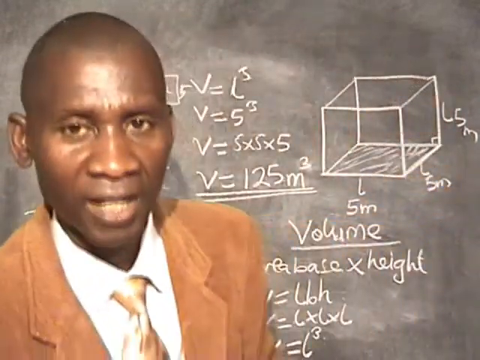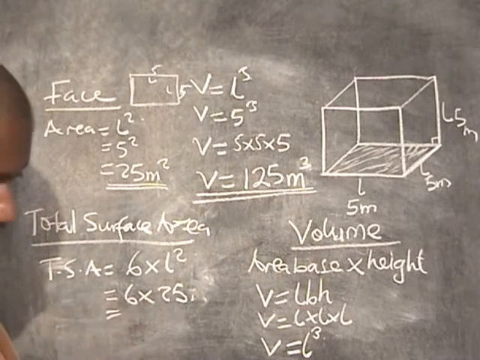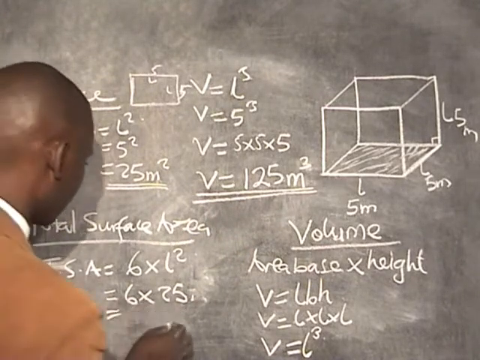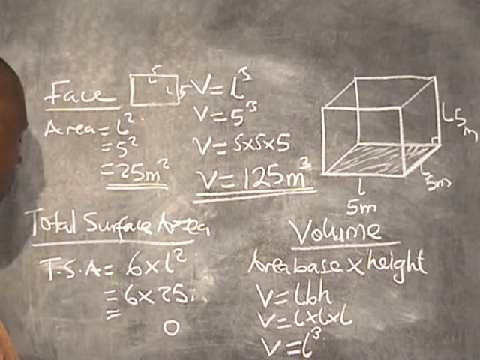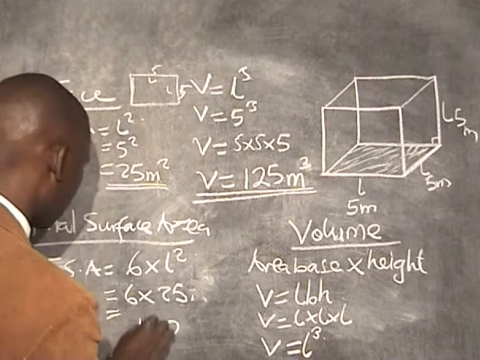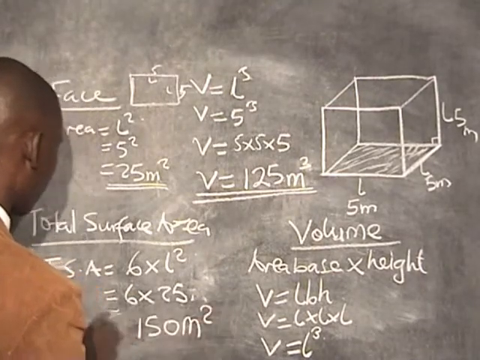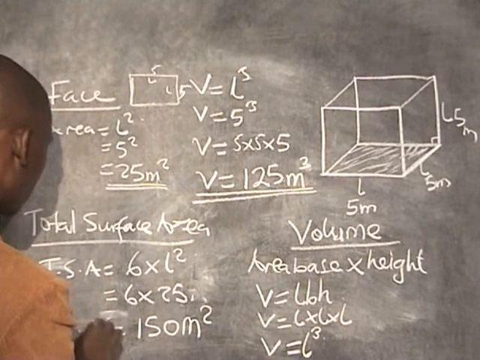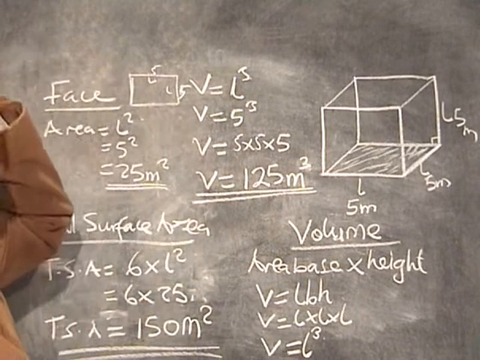If it is in centimeters, you have to say centimeter squared. So 6 multiplied by 25, 6 by 5 it is 30, and 6 by 2 it is 12. 12 plus 3, 15. So this is 150 meter squared. That is the total surface area of such a square. I am sure that is understood.